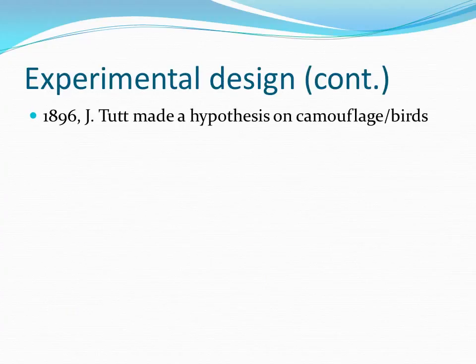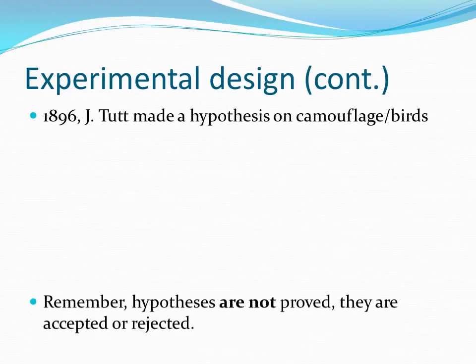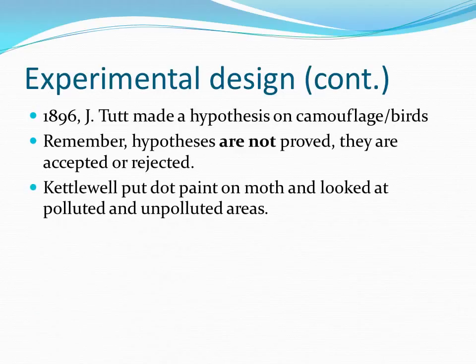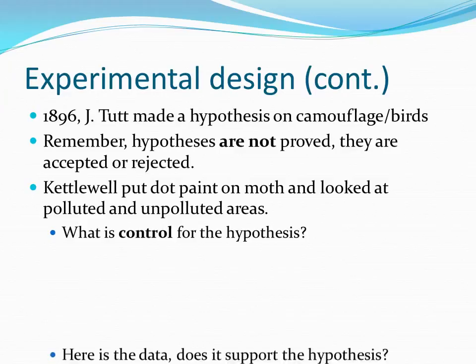So he wanted to ask a question. And his question was, if there was a hypothesis, he wanted to know whether the camouflage was protecting these moths from being picked off by birds. Now remember, hypotheses are not proven. They're either accepted or rejected. And Kettlewell basically put a dot of paint on each moth and looked at the polluted and unpolluted areas and then counted the total number of moths to see whether his experiment lined up for this. So his control for the hypothesis were moths that were not actually dotted on their wings. These were just natural moths in the area.